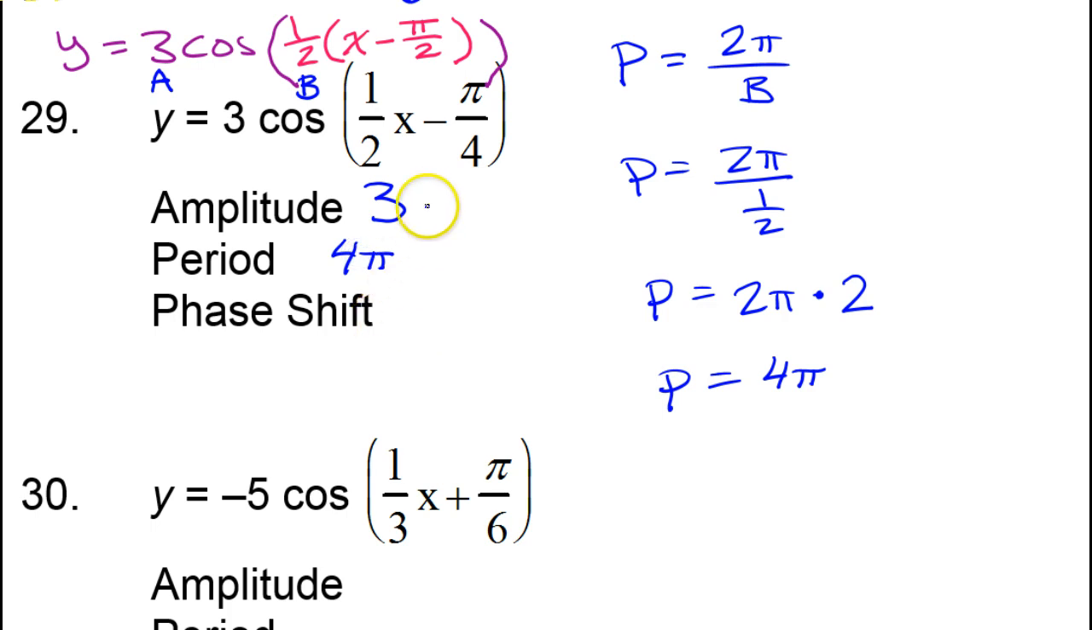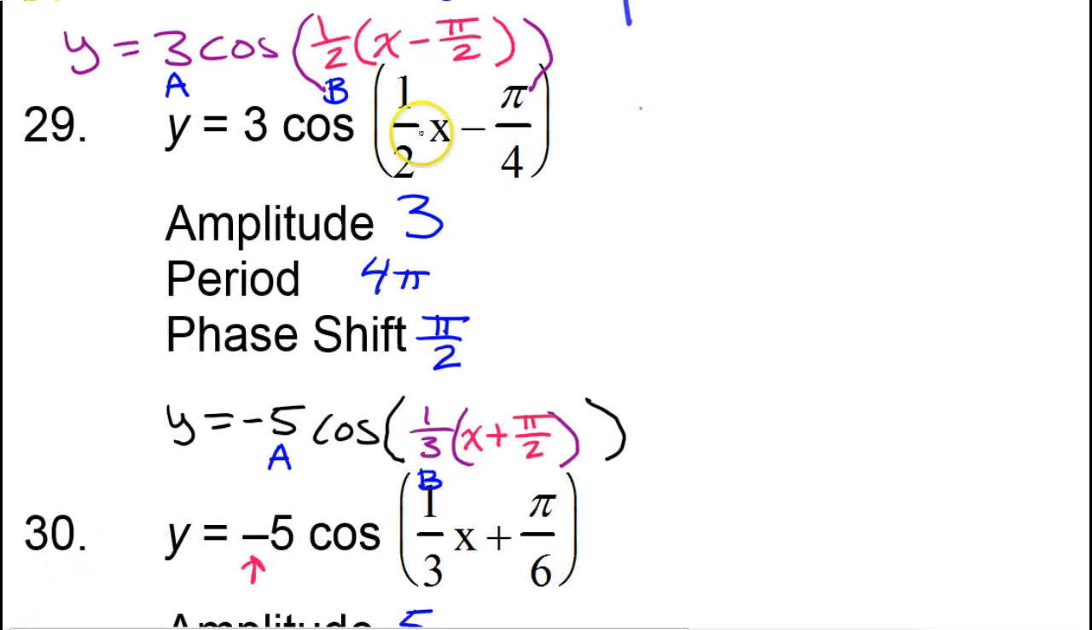Now the phase shift is pi/2, not pi/4. We had to factor out the 1/2, and that left pi/2. And it's the opposite of what you would think. So because we have negative pi/2, that's why the phase shift is actually positive pi/2.